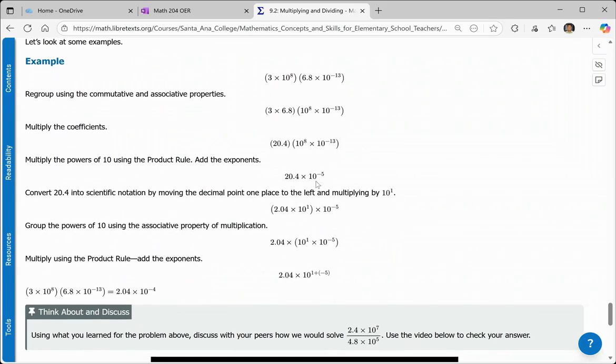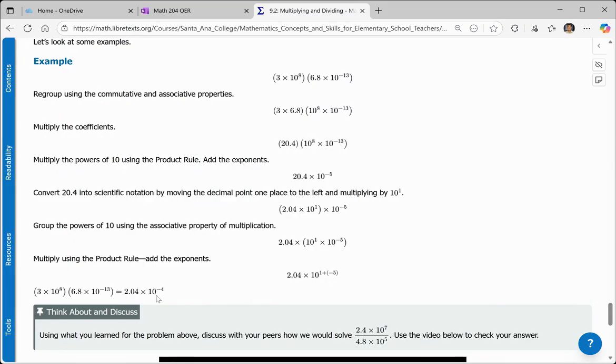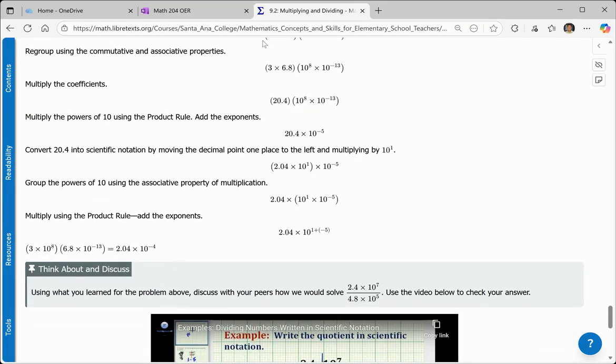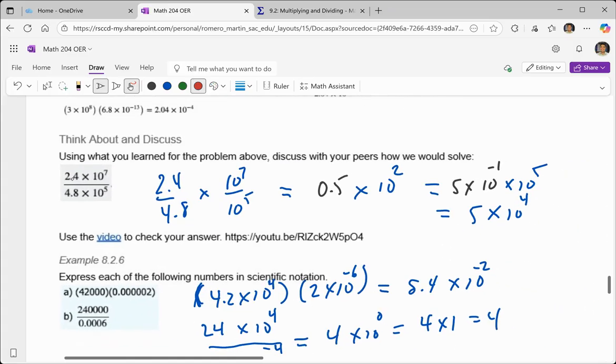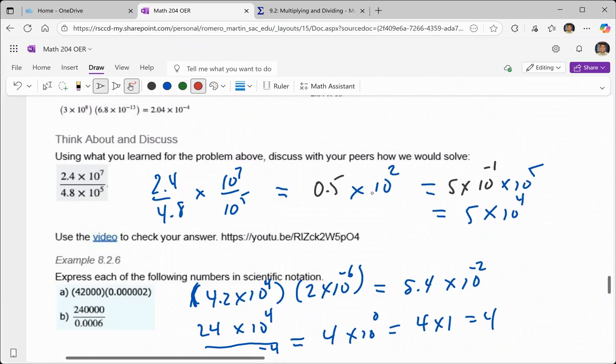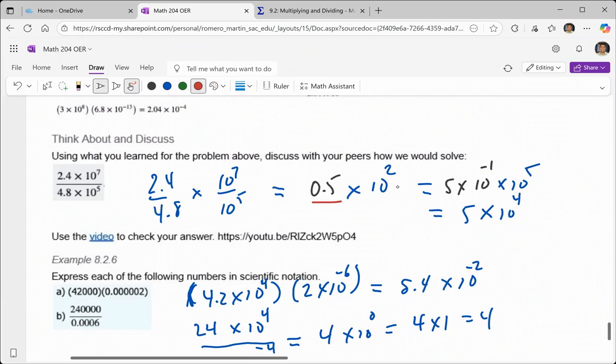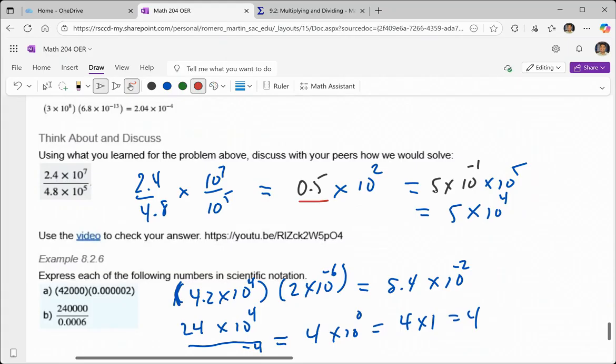And then to convert into scientific notation, I have to move that decimal one more time. So again, you could see this becomes 2.04 times 10 to the 1, and then when I remultiply, you get 2.04 times 10 to the negative 4. So when we look at our examples here, this one here, 2.4 divided by 4.8, that's 0.5. This is 10 to the 2. 0.5 is 5 times 10 to the negative 1.